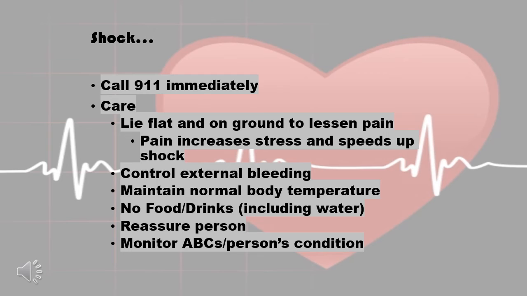You need to control external bleeding. You're already not getting enough oxygen-rich blood to the rest of the body, so if the little bit of blood you have circulating gets out of the body by bleeding, you're in big trouble. You should try to maintain a normal body temperature, which is hard to do when someone goes into shock because their blood has thinned out, and so they tend to be colder. So normal body temperature is really important. Do not give them food or drink, and this includes water, because if they get to the hospital and they need surgery for a different condition, they can't have anything in their stomach.